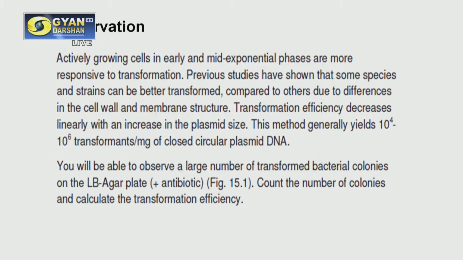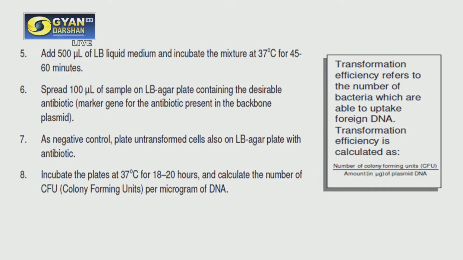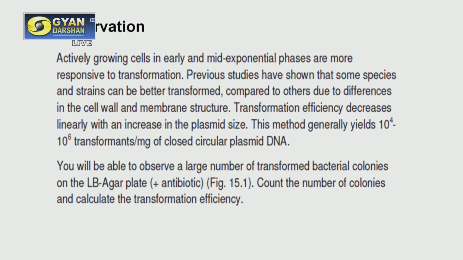And the transformation efficiency is given by this formula: the number of colony forming units, abbreviated as CFU, divided by the amount in micrograms of plasmid DNA. So you can calculate the colony forming units and you can calculate the transformation efficiency, that is, how efficient your transformation process is. So that is actually the principle.